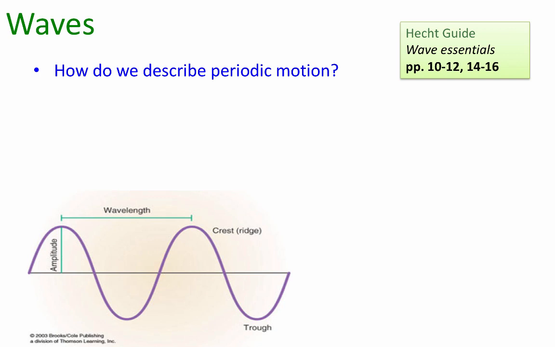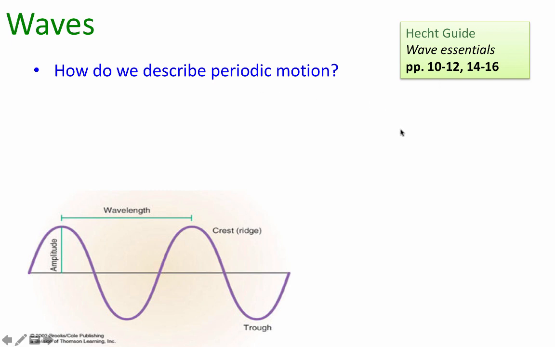So light is a wave, and we're going to start with the basics on waves. These little green tags here help you see which parts of Hecht to review after you watch the video, or before you watch, or while you're looking at the video. So the Hecht guide here says essentials about waves are on pages 10 to 12 and 14 to 16.